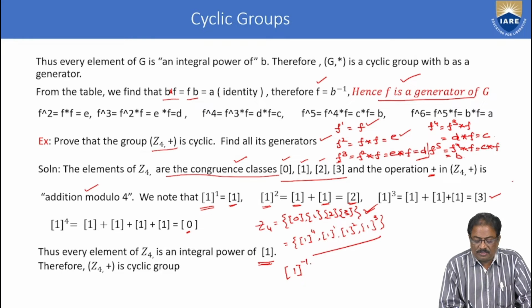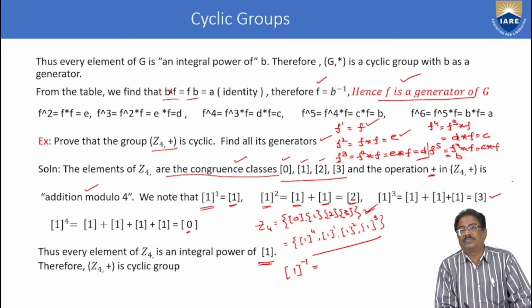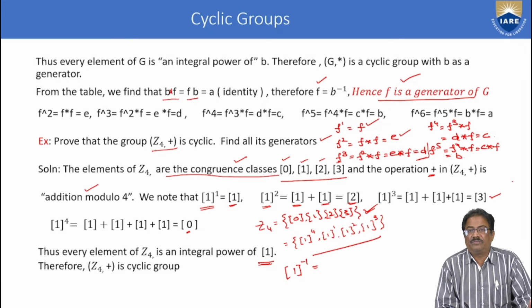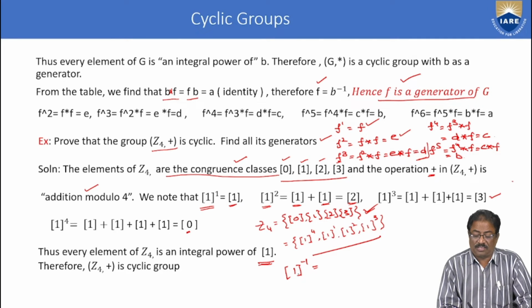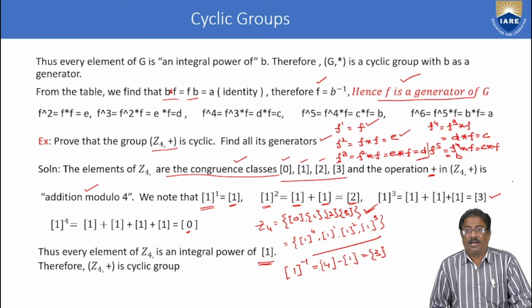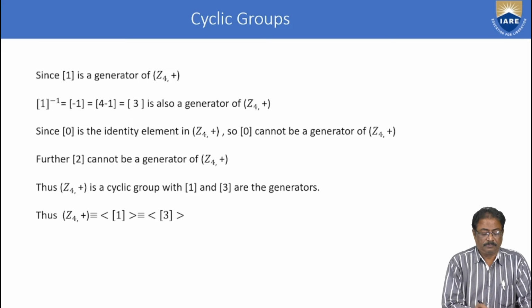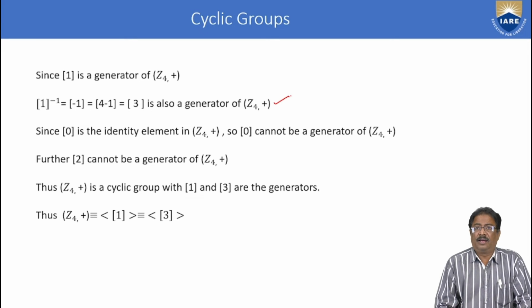So which is nothing but the inverse. If g is a generator of a cyclic group, then g inverse is also a generator. So 1 inverse is also a generator. What is 1 inverse? This is nothing but 4 minus 1, which is equal to 3. So 3 is the other generator.